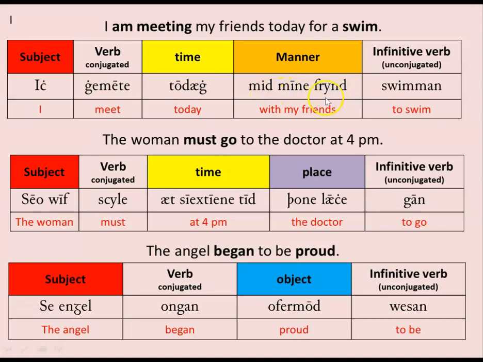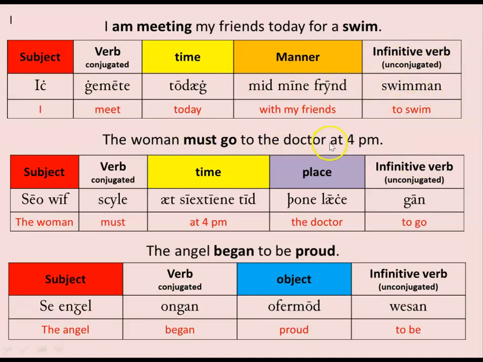And to swim. The infinitive form of swim is swimmen, to swim, and that goes at the very end. So: Ich möchte today mit meiner Freund swimmen.